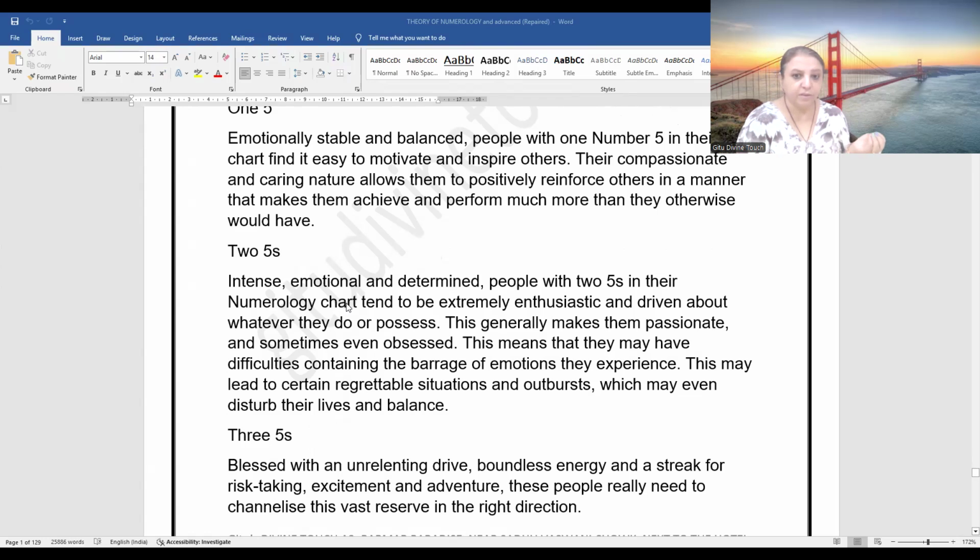Two fives: intense, emotional, determined. People with two fives in their numerology chart tend to be extremely enthusiastic and driven about whatever they do or possess. This generally makes them passionate, sometimes even obsessed. This means that they may have difficulties containing the barrage of emotions they experience. This may lead to certain regrettable situations and outbursts, which may even disturb their lives and balance.